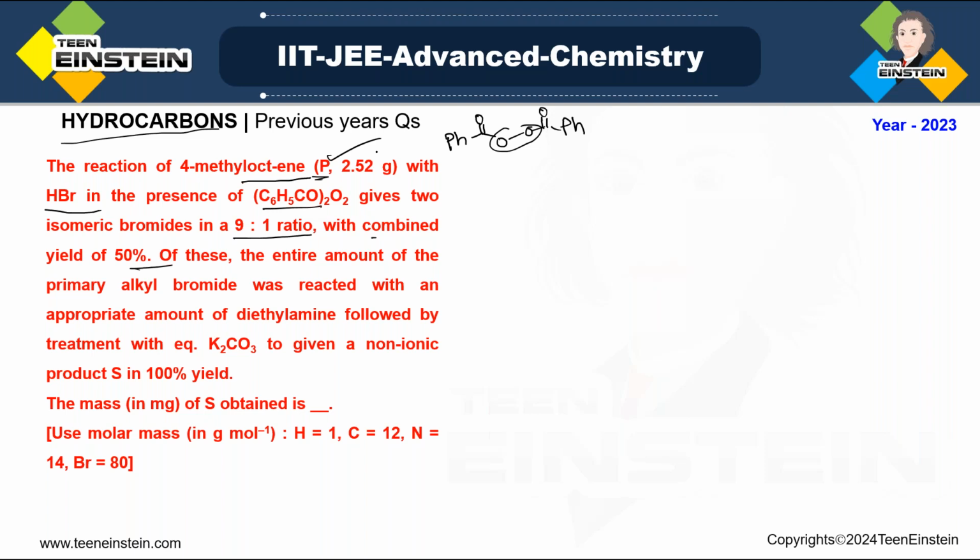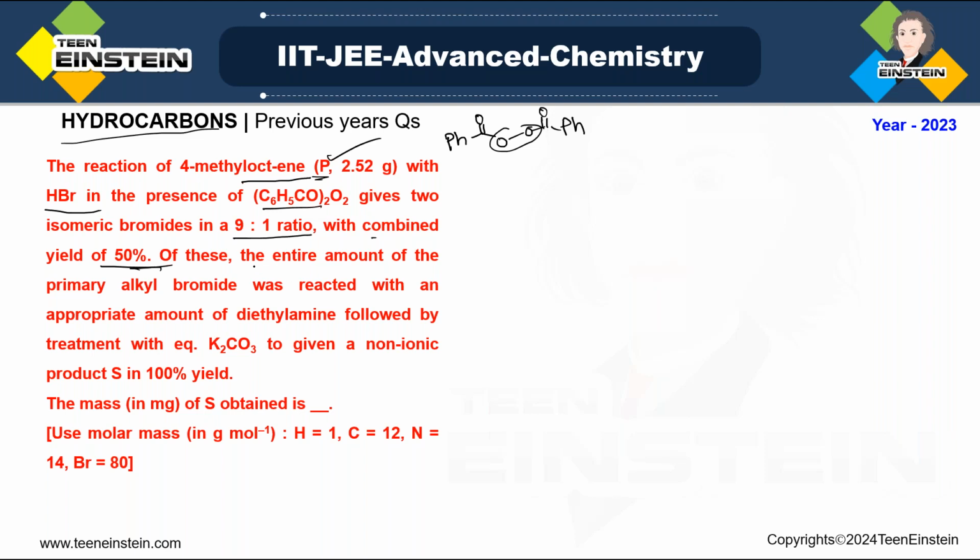So if it is X mole, overall yield 50% means what? Only X by 2 moles will take part in the reaction. Now out of this X by 2 mole, the 9:1 ratio you have to consider. So first you will find the number of moles. Next you have to find the 50% of these moles. Then out of that 50%, 9/10 is the amount of the actual major product.